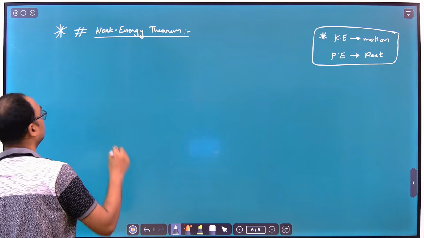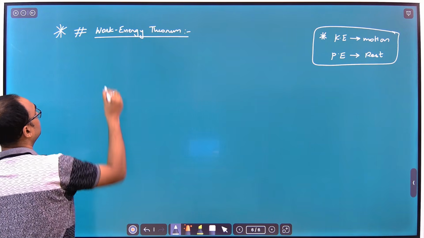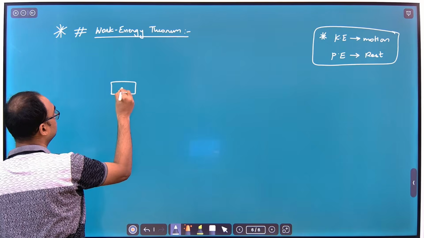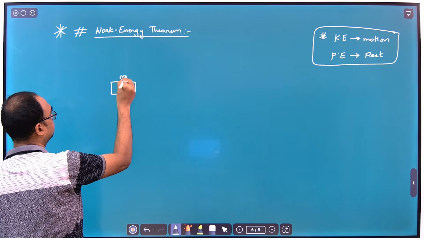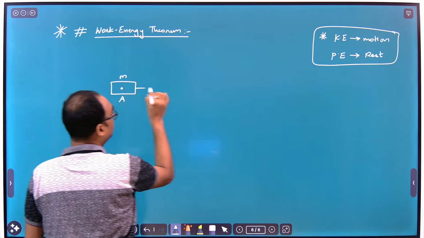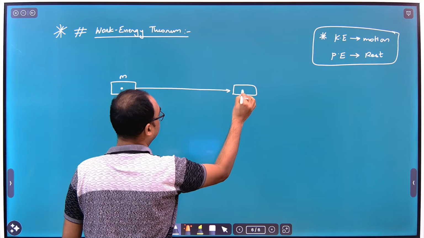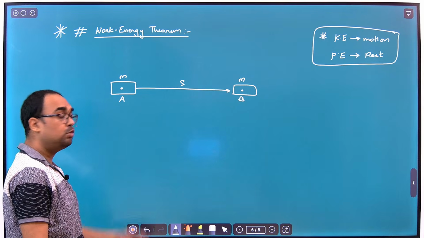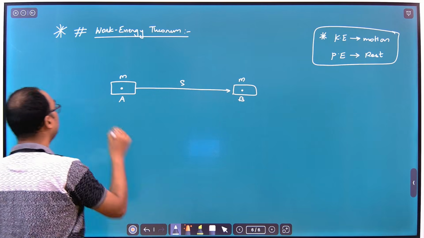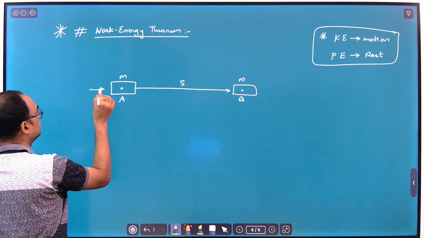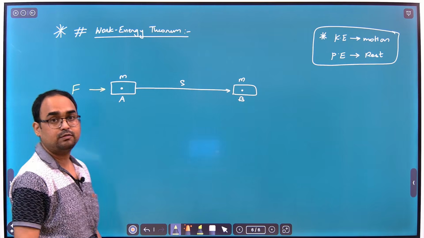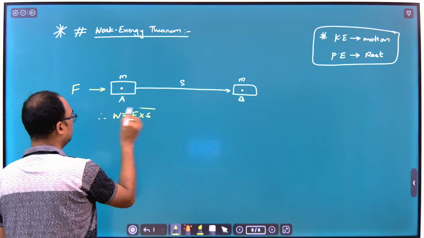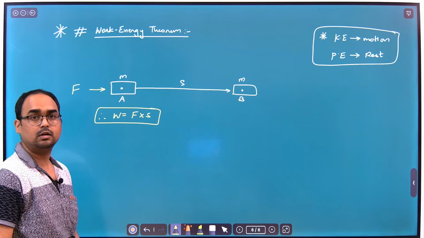So work energy theorem. What is the thing? Now, let's assume that you have a body at point A of mass m. You are moving this body to point B, mass remains constant, with a distance s. Now obviously, to move a body from point A to point B, you need to apply some kind of force. Therefore, the work done will be what? Force into displacement. The simple, basic thing.